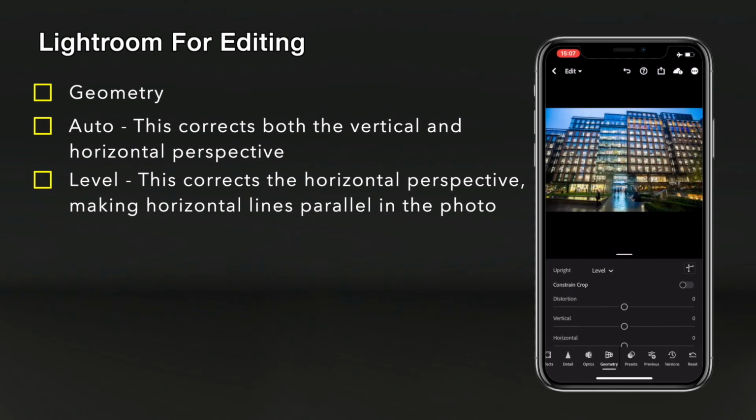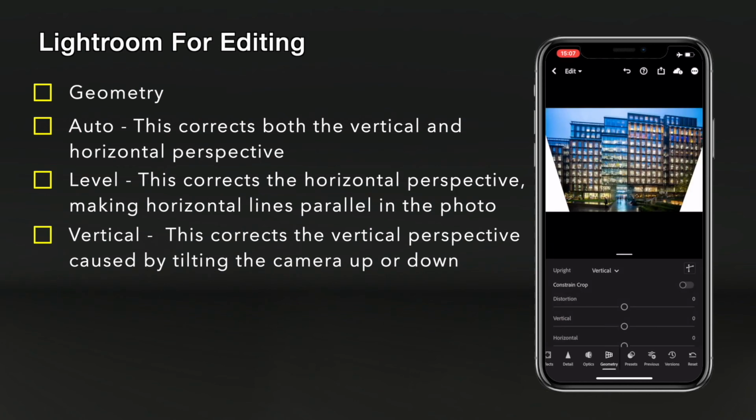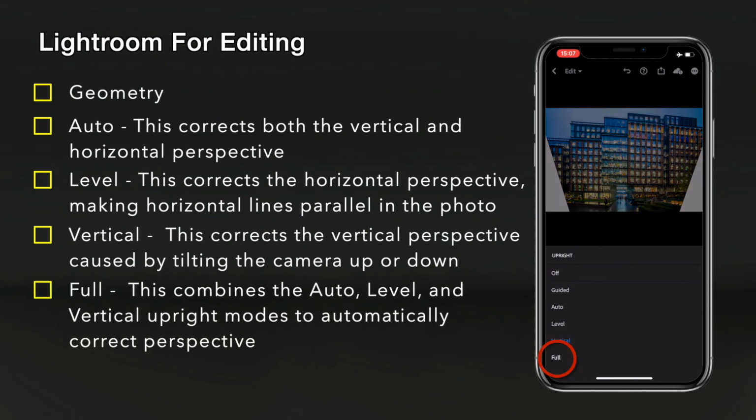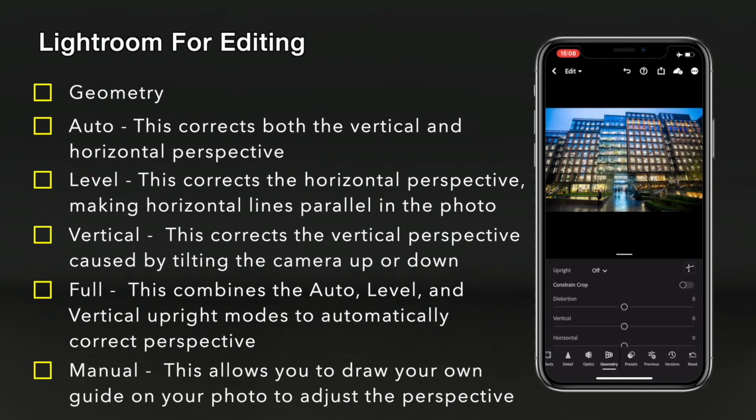What this does is this corrects the horizontal perspective, making the horizontal lines parallel in the photo. And the vertical, well, this corrects the vertical perspective caused by tilting the camera up or down, making vertical lines parallel in the photo. The full option, this combines the auto, level and vertical upright modes and automatically corrects the perspective. The manual, this is a great way to allow you to draw your own guide on your photo and adjust the perspective manually.